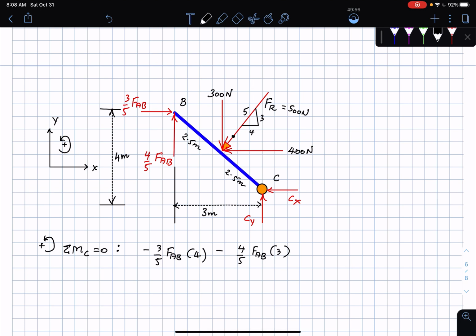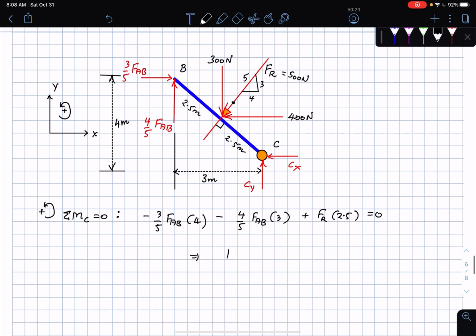And then you can do a quick trick. You can either take the 400 newton force and break it into a height here and then the 300 into a height. But I can take FR, whose line of action is perpendicular to this bar here. So that's a perpendicular line there, which means I can directly do FR times 2.5. That's going to be counterclockwise. That's equal to 0. Solve for FAB. That can be found as approximately 521 newtons.